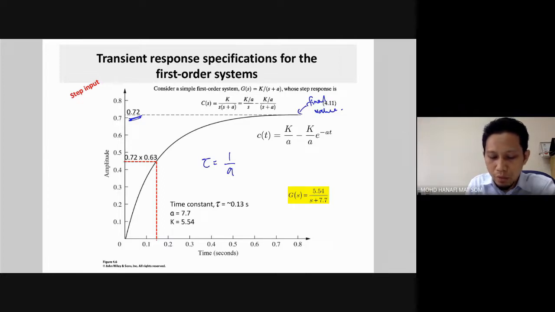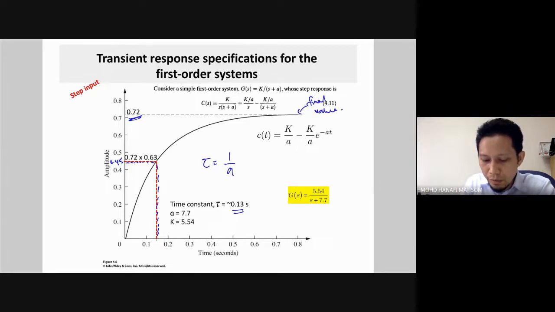What do you get? 0.73 multiplied by 0.63, I think it's about 0.45. Let's say 0.45 over here. So from 0.45 you can extrapolate here, and then you can find the value of time. So here tau equals 0.13 seconds. Okay, 0.13 seconds. All right.